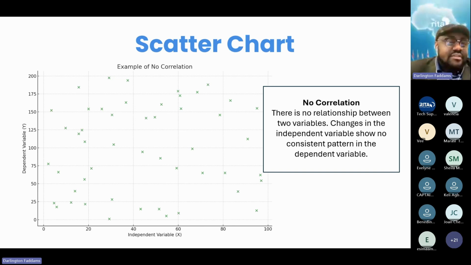Please type negative correlation in the chat for me. We have something called negative correlation as well. Let me see that in the chat. Negative correlation. You can hear me loud and clear. We have something called negative correlation.